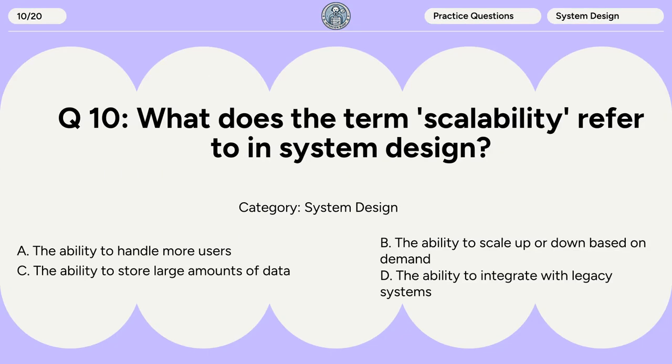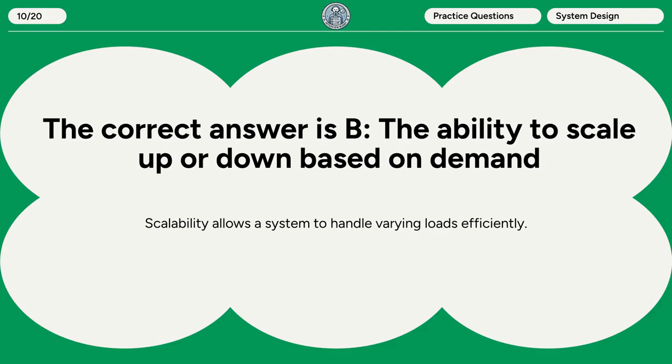Question 10. What does the term scalability refer to in system design? A. The ability to handle more users. B. The ability to scale up or down based on demand. C. The ability to store large amounts of data. D. The ability to integrate with legacy systems. The correct answer is B. The ability to scale up or down based on demand. Scalability allows a system to handle varying loads efficiently.